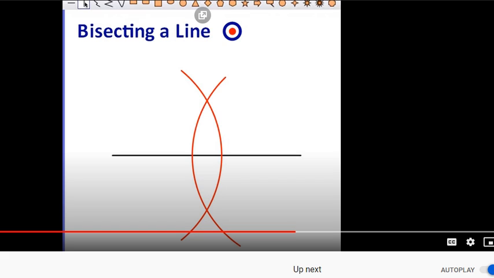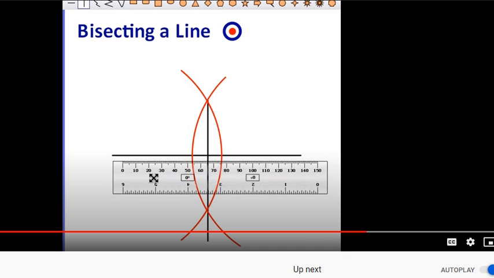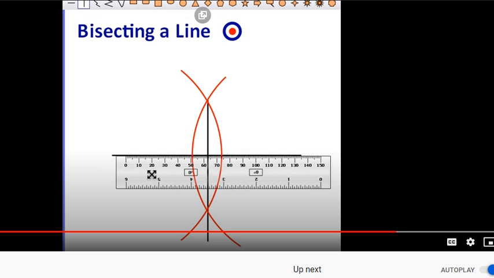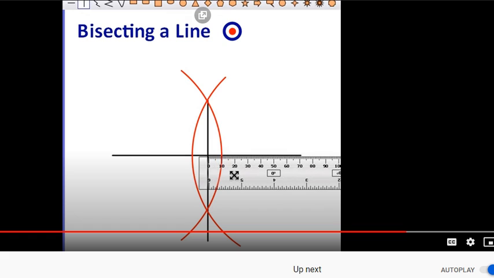Now the next process is I will join these 2 points with the help of a ruler. Look over there, I will join these 2 intersection points with the help of a ruler. So this line will give me the bisection of the line segment, and I can check it by measuring with the help of a ruler.